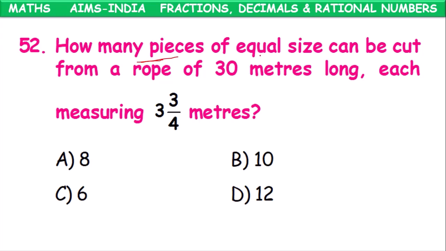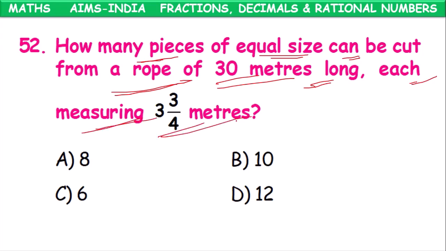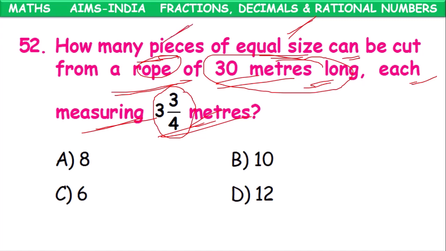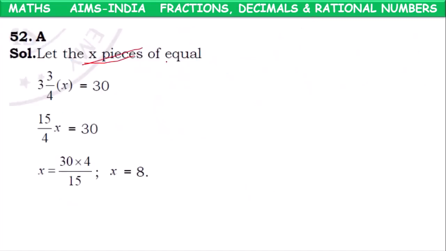So, how many pieces of equal size can be cut from a rope of 30 meters long, each measuring 3 by 4 meters? From a 30 meter long piece of cloth or rope, we have to cut equal sized pieces, each having 3 by 4 meter length. How many pieces can we cut? So let x be the pieces we can cut. Each piece has 3 by 4 meters length. 3 by 4 length of each piece into the number of pieces equals 30 meters.